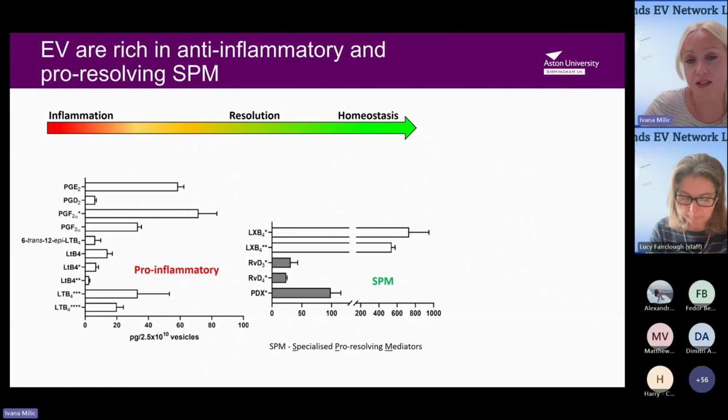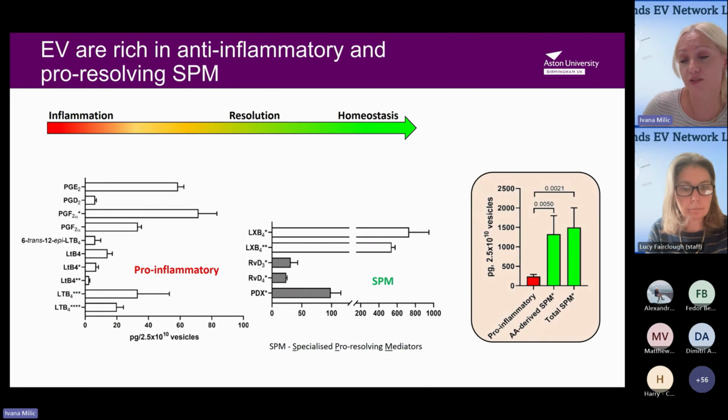Going back to our results, we have shown that our apoptotic EVs carry pro-inflammatory lipid mediators of inflammation, but they also have pro-resolving SPMs, specialized pro-resolving mediators of inflammation. And when we look at their relative ratios, we can see that EVs are massively enriched in the specifically arachidonic acid-derived pro-resolving lipid mediators of inflammation, which can potentially explain why the effects that we have observed were usually pro-resolving.